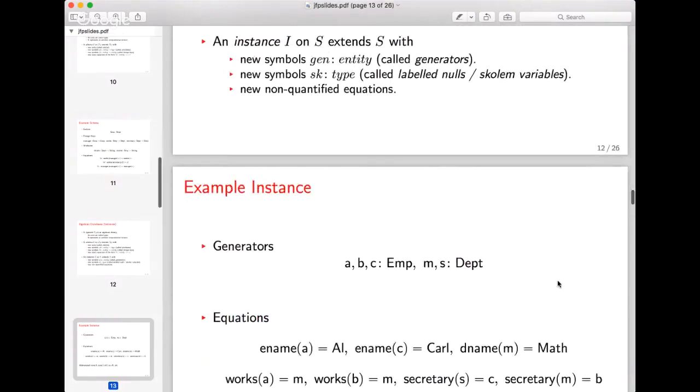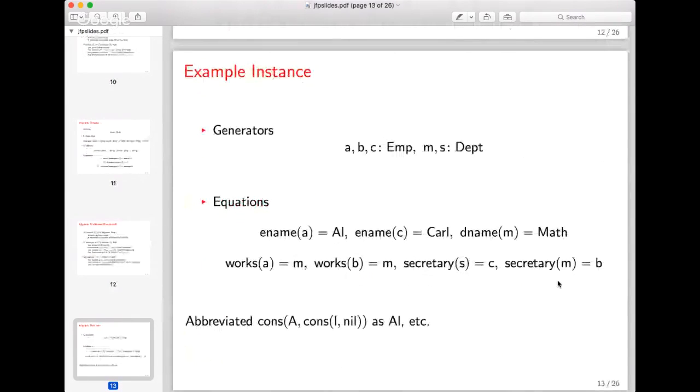So what's an example of that? Well, here's an instance on the employee schema. It has 3 generators, A, B, and C, of employee entity, and 2 generators for department, M and S, and then some equations. In particular, the name of employee A is Al, where Al is the abbreviation of cons of A, cons of L nil. And then there's some other facts here, like C's name is Carl and A works in department M.